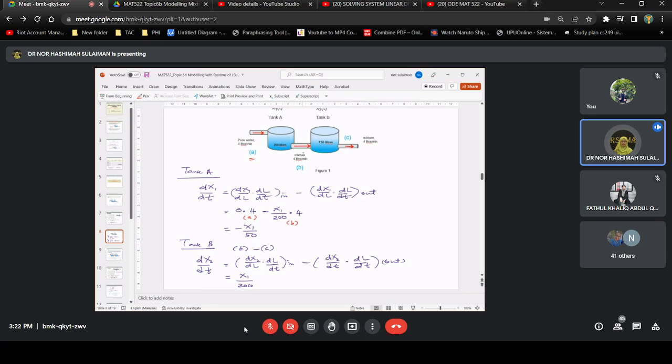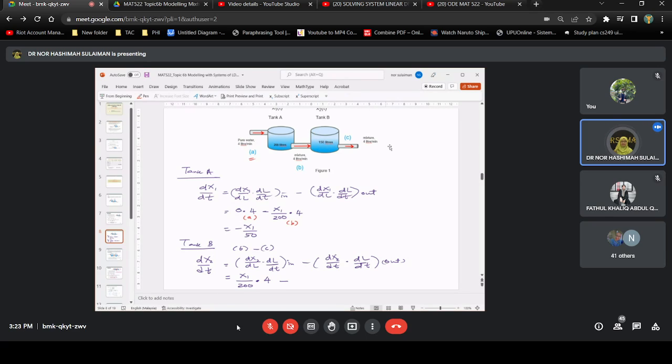Dia punya concentration of the mixture adalah amount of salt in tank A divided by the what? By the volume. What is the volume? 200 liters kan? What is the amount of salt in tank A? X1. Okay? Right. Rate dia berapa? 4. Alright. Okay, tolak. Okay, sekarang dia dah masuk. Lepas tu dia keluar pula. Okay, so dia dah masuk kat sini, dia akan campur dengan yang ini kan? Kita kacau-kacau dia, lepas tu dia keluar. Okay, dekat tank B ni.